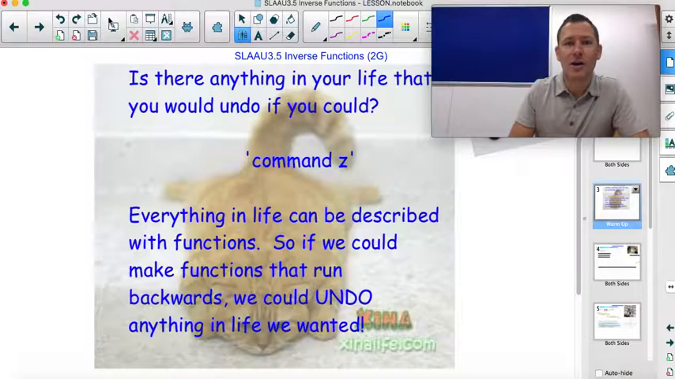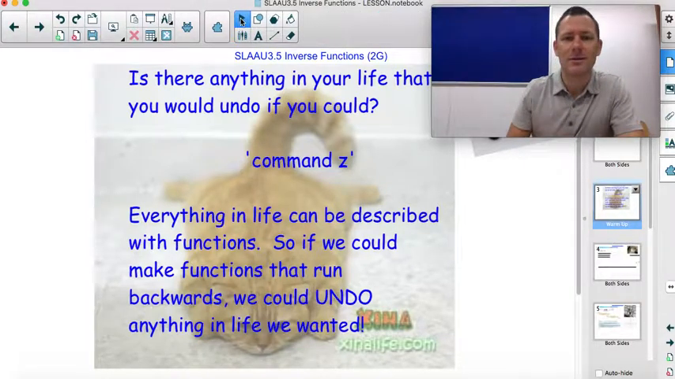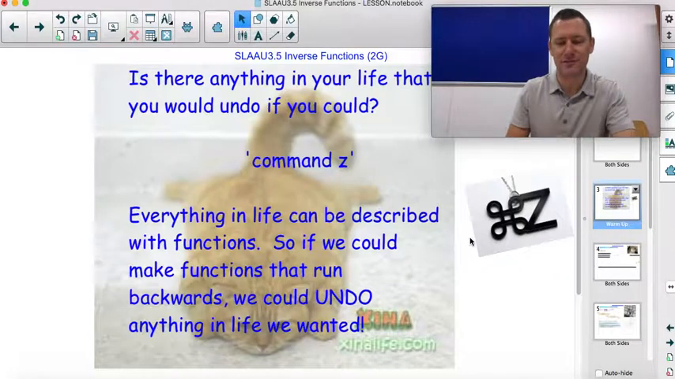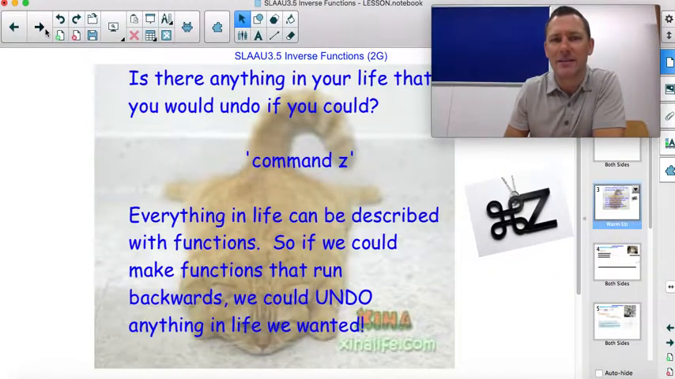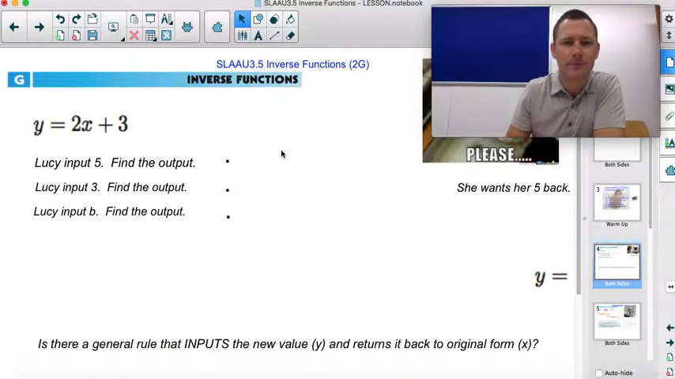Inverses are sort of undoing the composite. It's sort of like the command Z to undo things, in my mind. So this is kind of how that works. Here's an equation, y equals 2x plus 3, and you put in a 2, find the output. If you put in a 3, find the output. If you put in b, find the output. Pause me and try that.